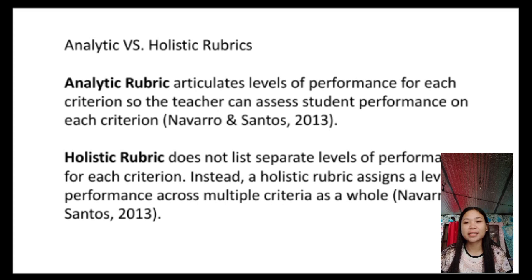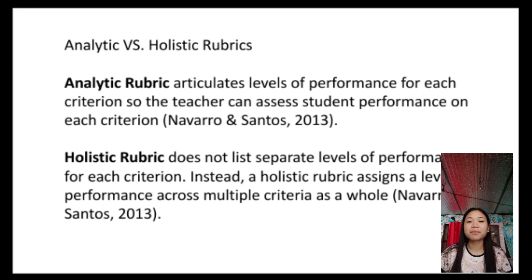Analytic rubrics are particularly useful when assessing complex tasks that involve multiple skills or competencies. They provide more granular assessment of student performance and allow for targeted feedback on specific aspects of the work. Next, we have holistic rubric. A holistic rubric does not list separate levels of performance for each criterion. Instead, a holistic rubric assigns a level of performance across multiple criteria as a whole. That is also according to Navarro and Santos 2013.